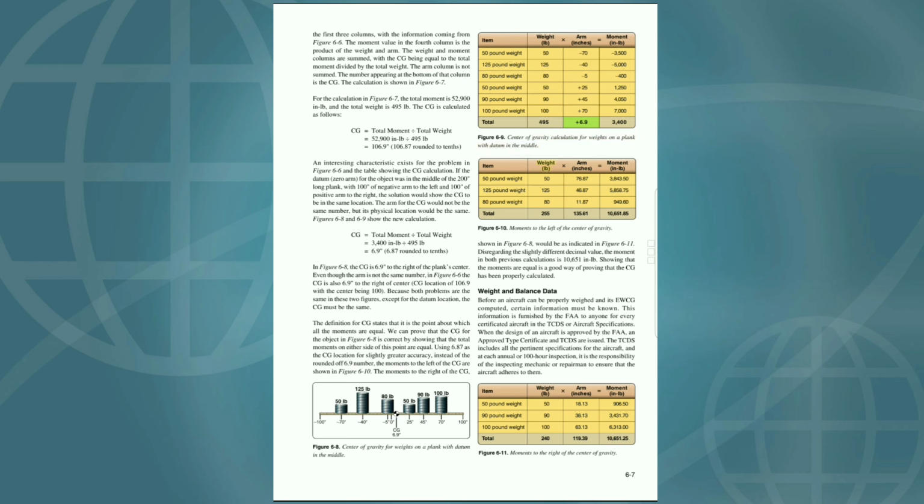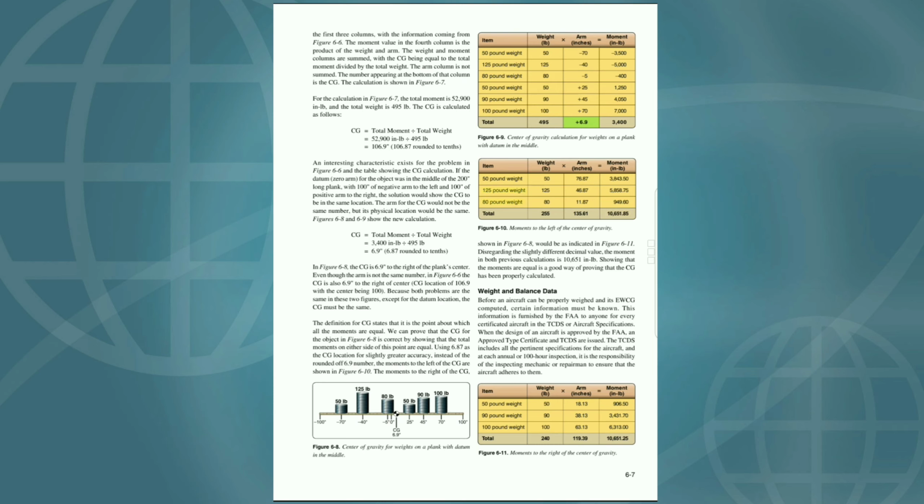Item. Weight in pounds times arm in inches equals moment in in-pounds. 50 pound weight 50, 125, 80, 255. Arms: 76.87, 46.87, 11.87, 135.61. Moments: 3,843.50, 5,858.75, 949.60.